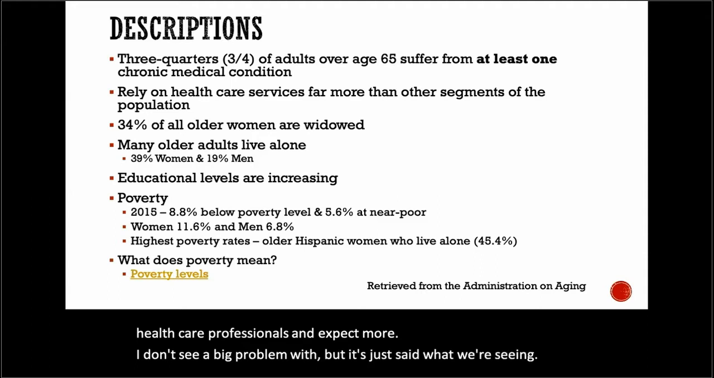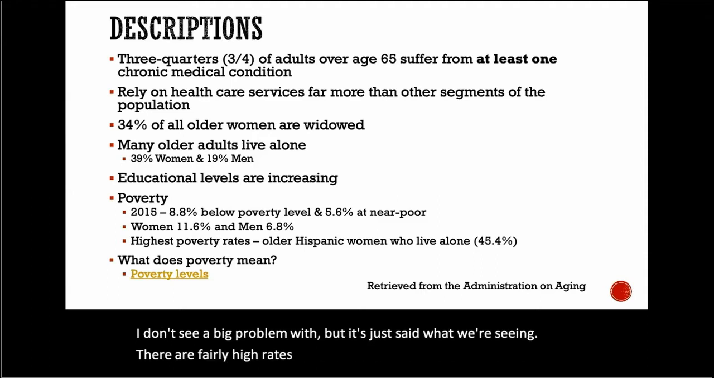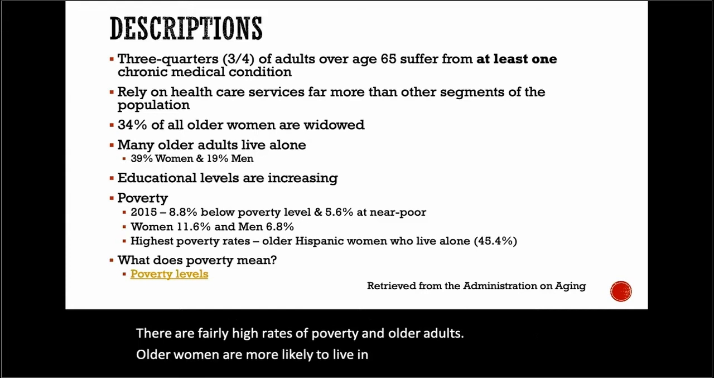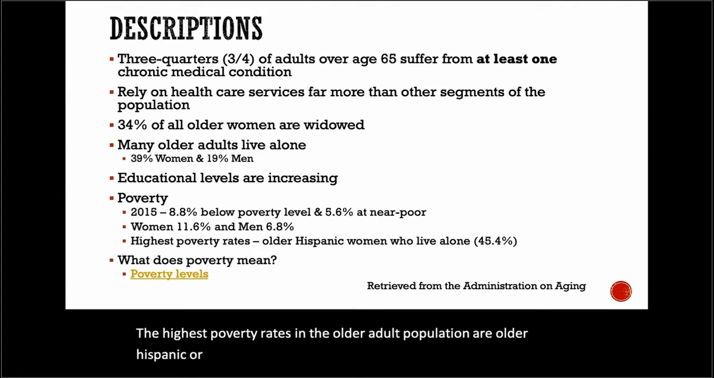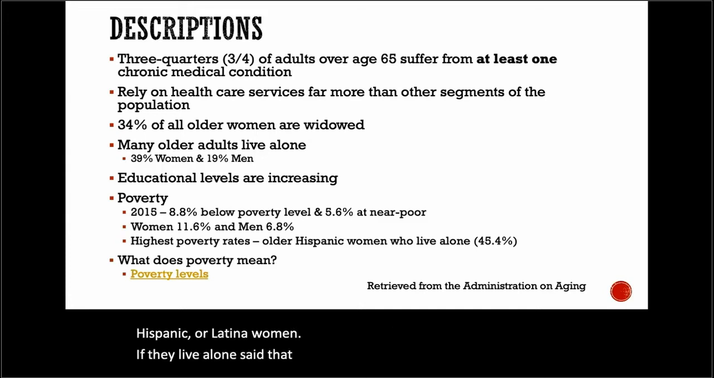There are fairly high rates of poverty in older adults. Older women are more likely to live in poverty. The highest poverty rates in the older adult population are older Hispanic or Latina women if they live alone. So that is a big percentage there.